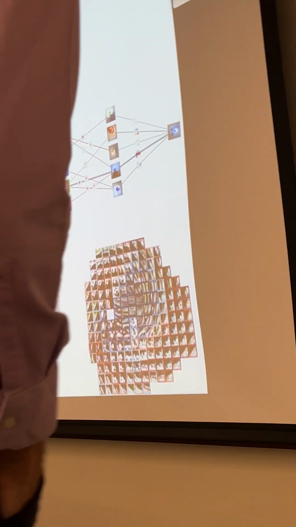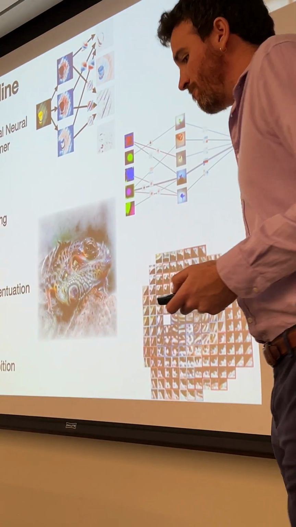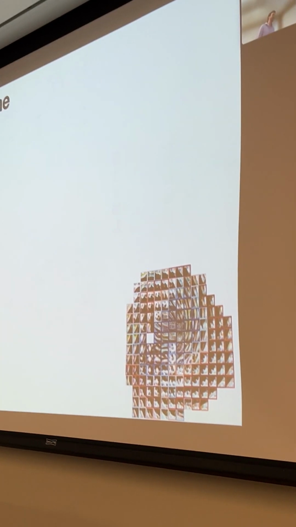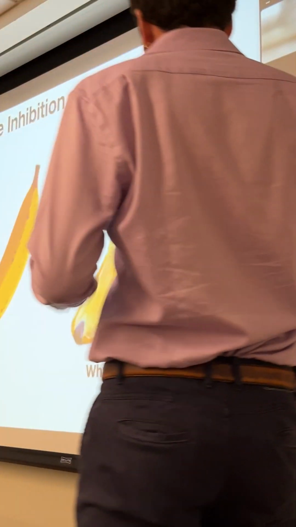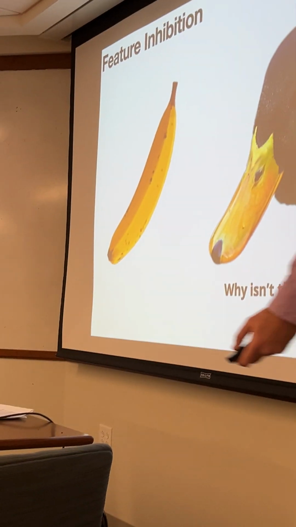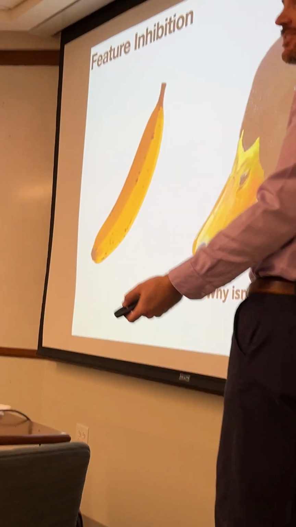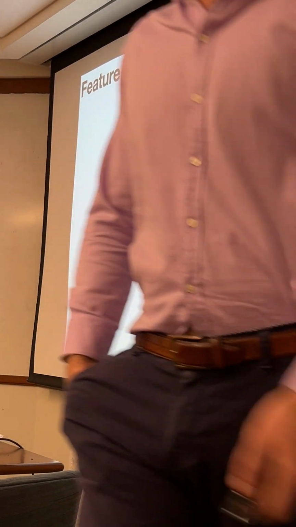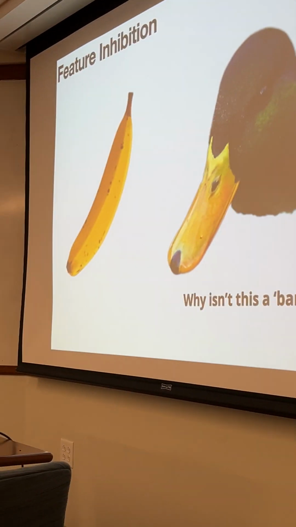Cool. Last chapter, feature inhibition. So what is this all about? Here's just an intuitive example that makes sense to me. Why isn't this a banana? For you, perceptually. I mean, it's kind of like a banana, right? Yeah. It's almost exactly a banana, really, if you think about it. But maybe if I didn't make this comparison, it's obviously not a banana, it's a duckbill.